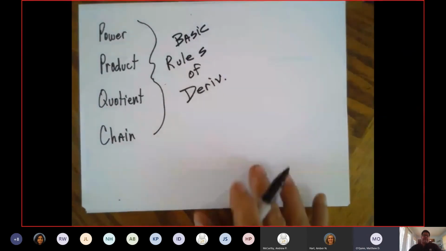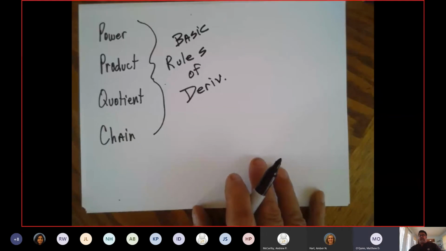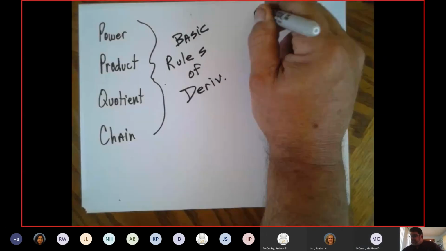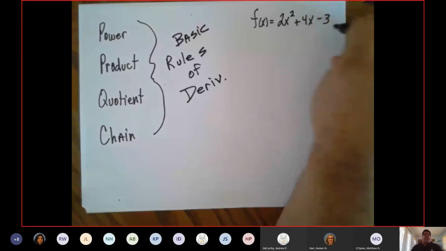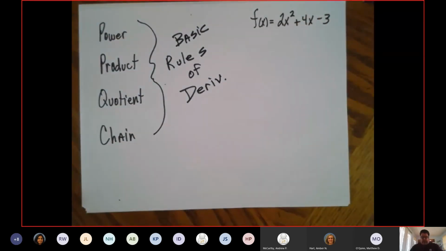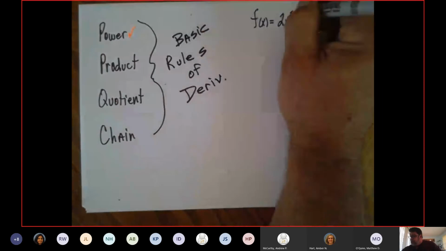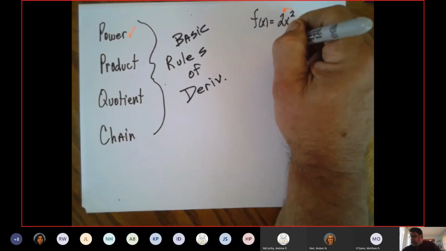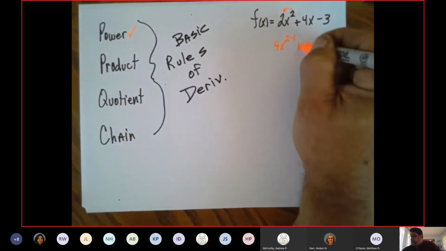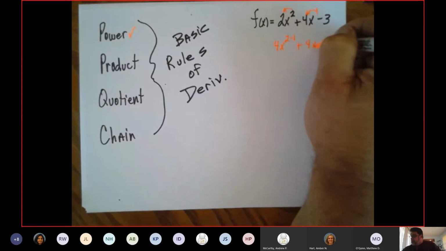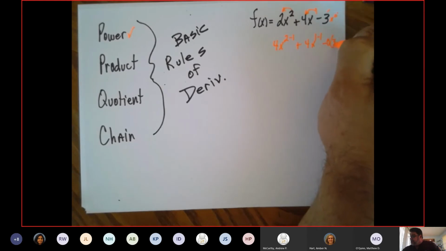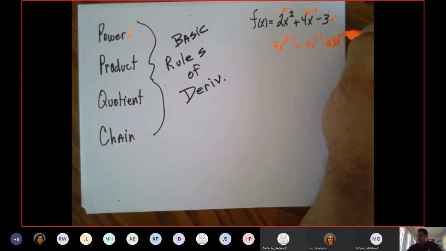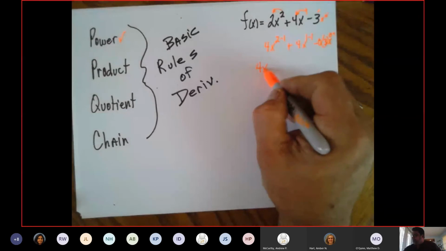So you don't have to use the difference quotient. Let me give you an example. F of x is equal to 2x squared plus 4x minus 3. This is the problem we did a while ago. If I use the power rule of derivatives, then I'm going to do 2 times 2 is 4, 2 minus 1 is 1, plus 1 times 4 is 4, 1 minus 1 is x to the 0, 0 times 3, x to the 0 minus 1. And that gives me 4x plus 4.